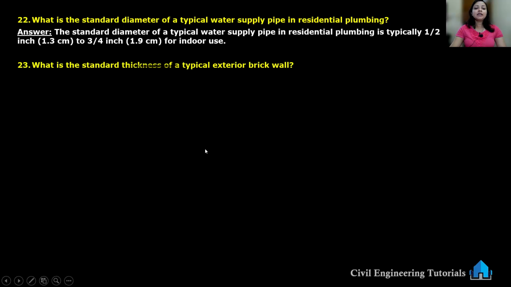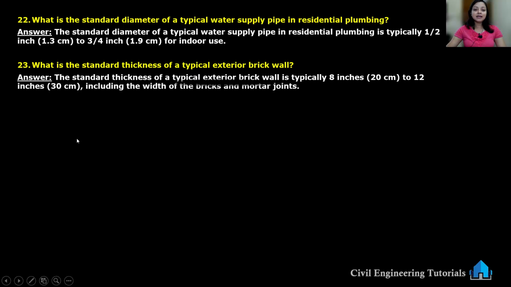Next, what is the standard thickness of a typical exterior brick wall? I hope you all know this answer. So the answer is the standard thickness of a typical exterior brick wall is typically 8 inches or 20 centimeter to 12 inches, 30 centimeter, including the width of the brick and mortar joints.